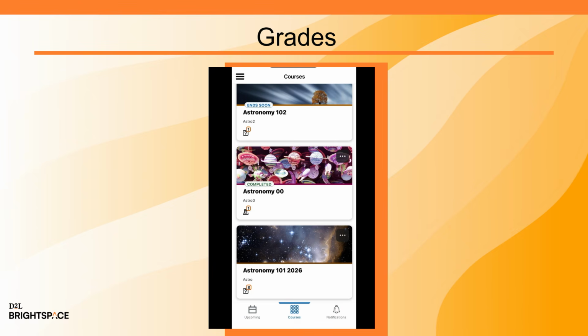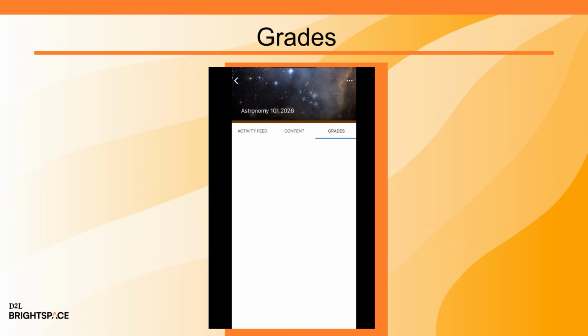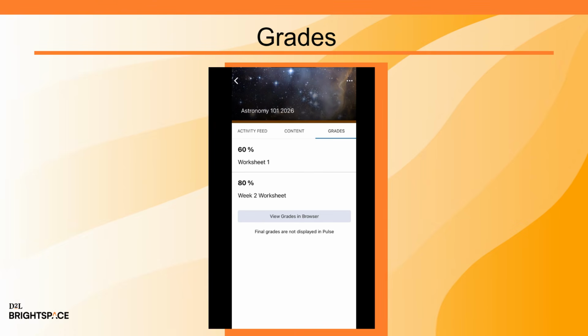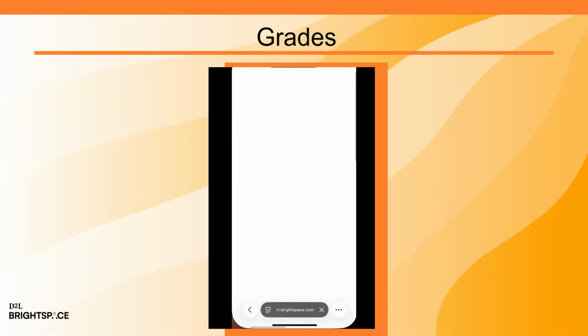You can view all grades for a course from the Grades tab. Tap Grades within a course to see all received grades and whether feedback is available. To view feedback, tap a grade to see the score and any text comments. To view full grade breakdowns and calculations, tap View Grades in Browser.